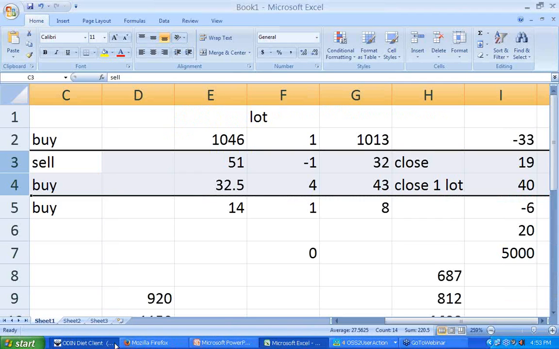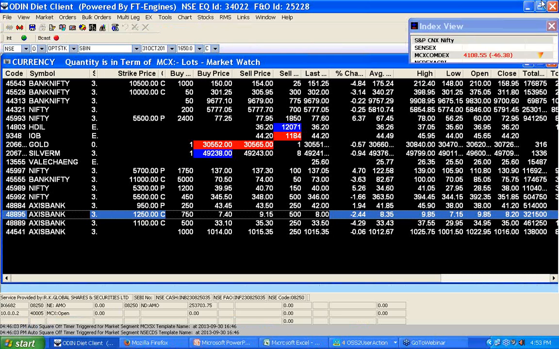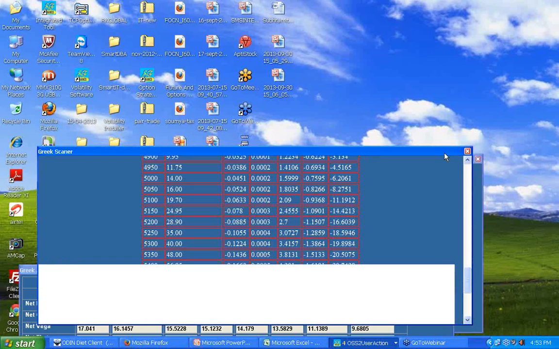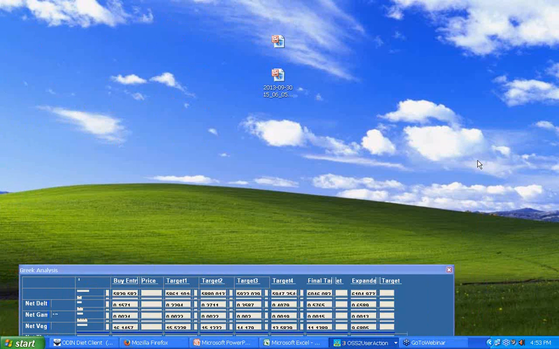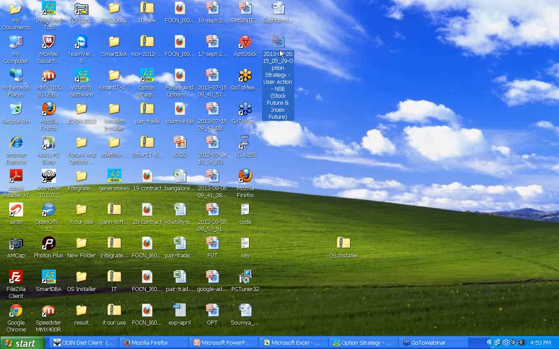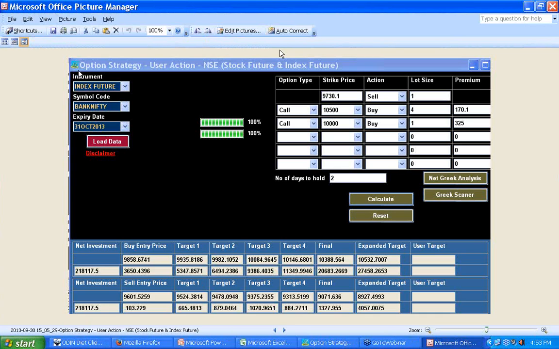One more trade I am going to show you today. Assume we have one live trade, and one more live trade I am going to show you today. Say we have taken this analysis. This is the option strategy builder, Bank Nifty I have taken, and this reading is being taken on the 30th today, at 3:05.